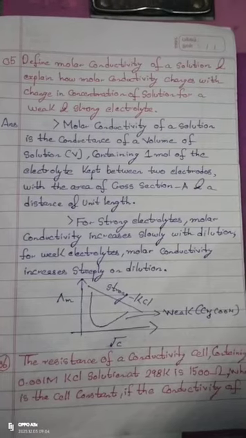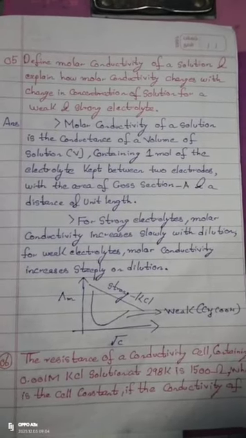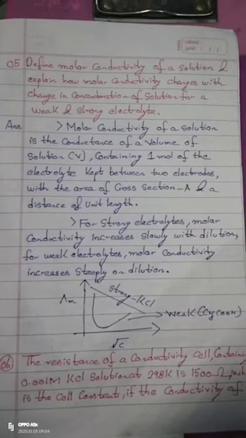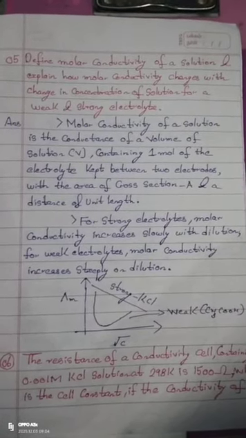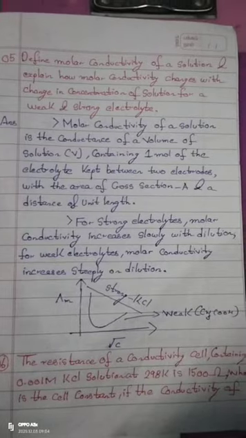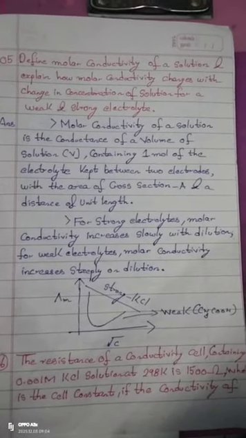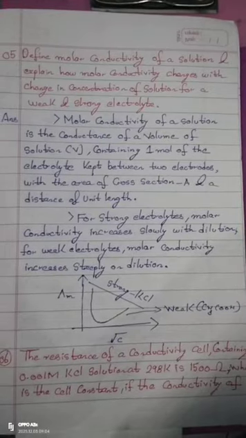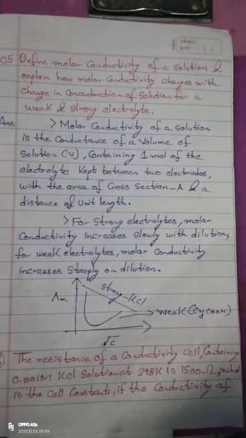For a strong electrolyte such as HCl, molar conductivity increases slowly with dilution. For weak electrolytes, molar conductivity increases steeply on dilution, as you may see in the graph. The weak electrolyte we are considering is acetic acid. The graph carries half a mark.